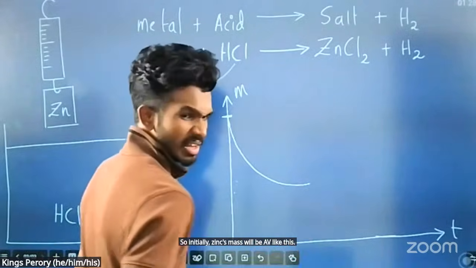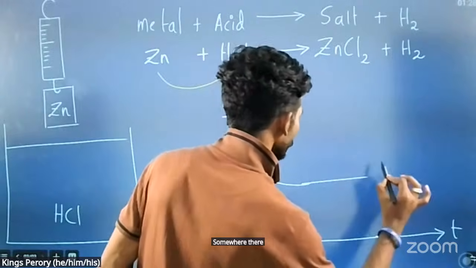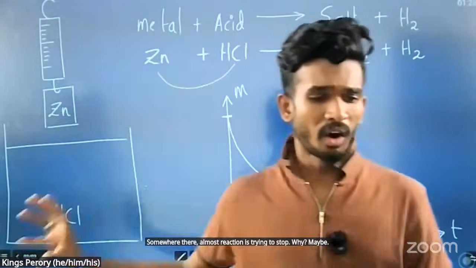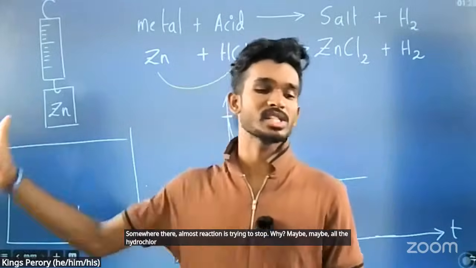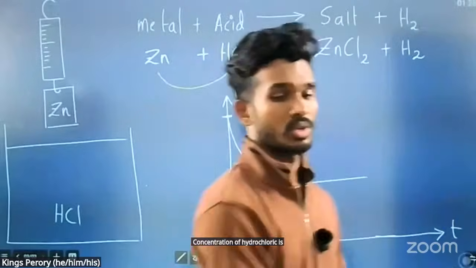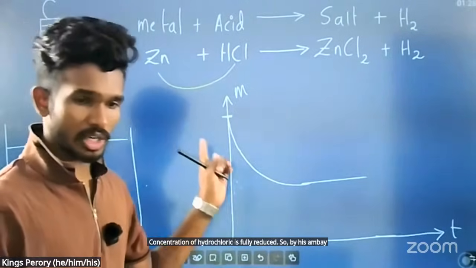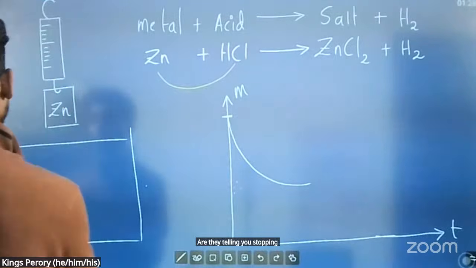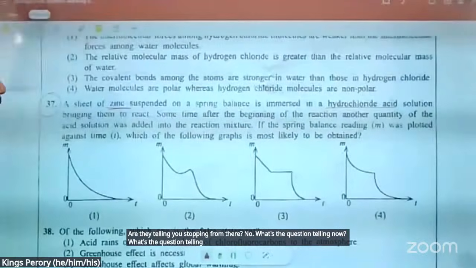Somewhere there, almost the reaction is trying to stop. Why? Maybe all the hydrochloric acid is consumed. Concentration of hydrochloric acid is fully reduced. So somewhere there, the reaction is trying to stop. Are they telling you it is stopping from there? No. What's the question telling now?